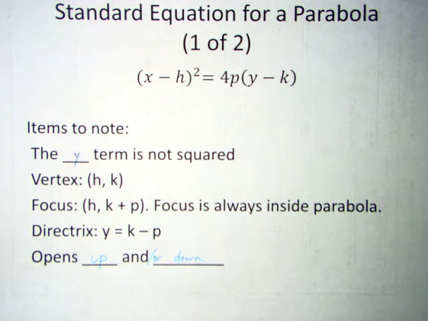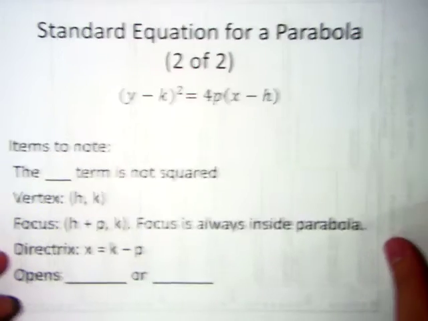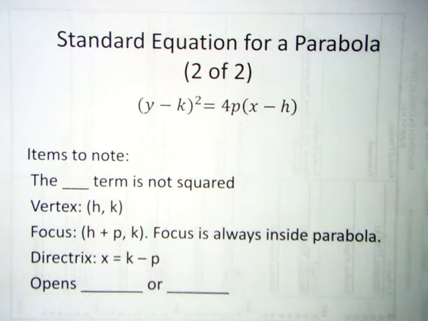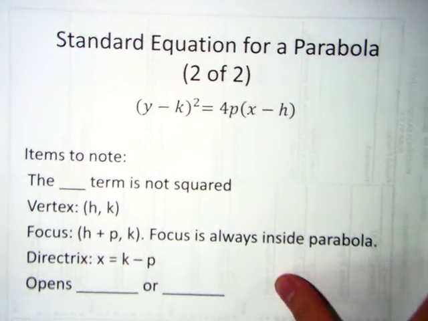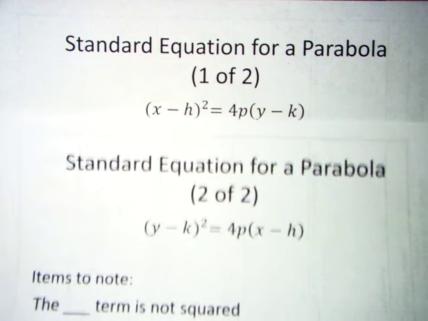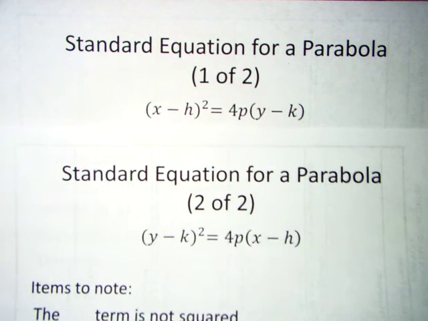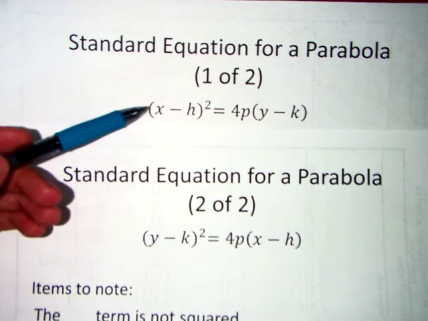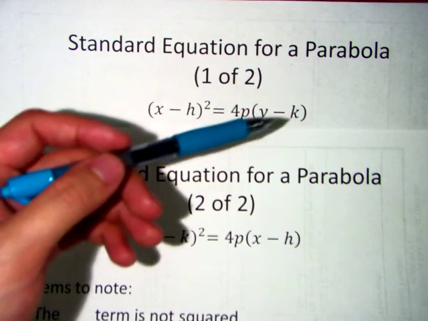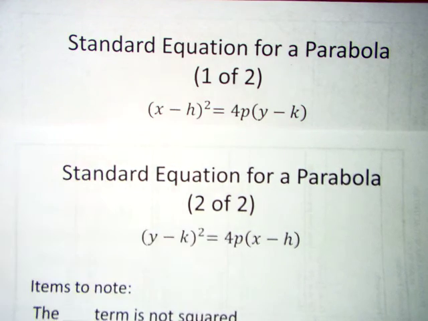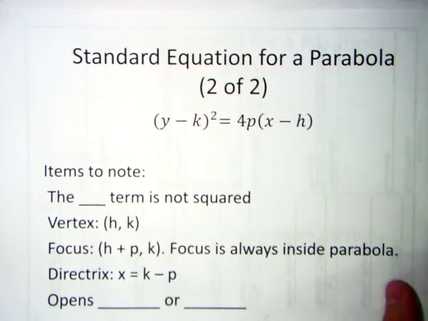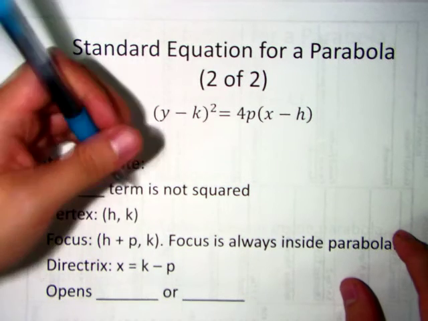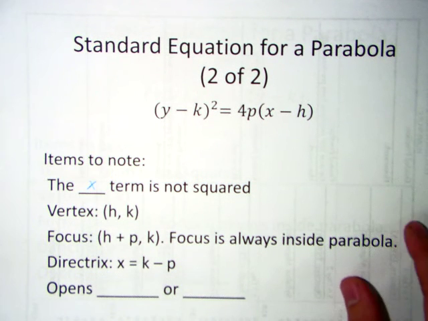Okay, the standard equation for a parabola. You can see that the only difference here is that if you look at this equation versus this one, instead of the x here, we have the y on this side, and instead of the y here, we have the x on that side. So again, the difference here is that the x term is not squared.